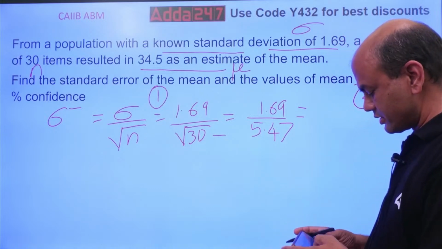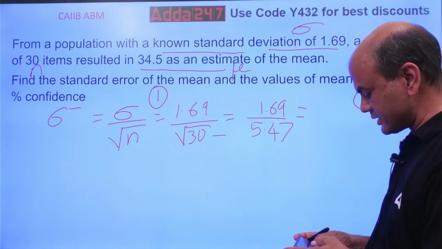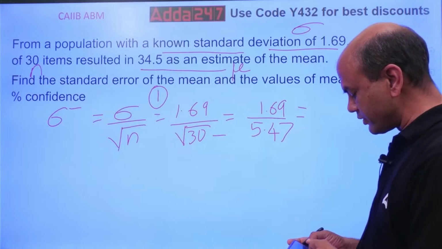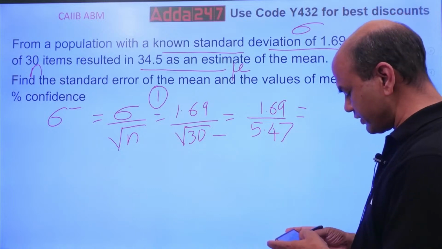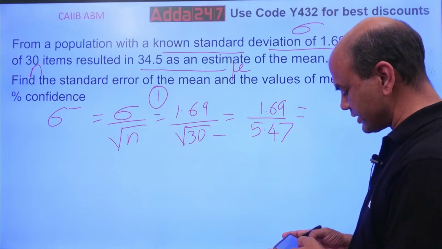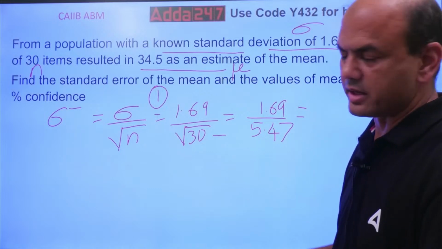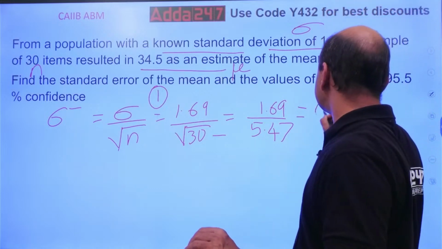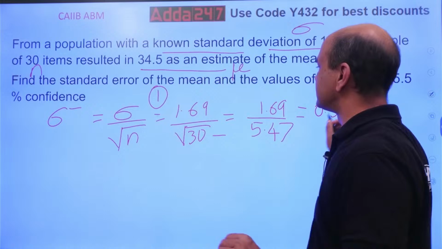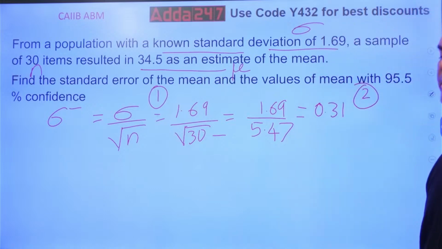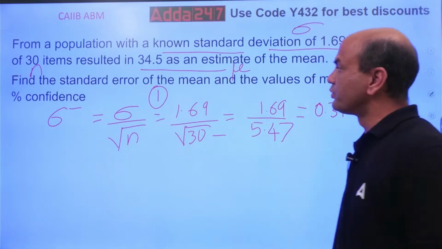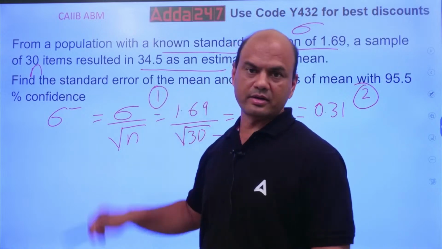1.69 divided by 5.47. So you get it as 0.308, or you can take it 0.31. This is your standard error, sigma upon root of n. So the first question, standard error, is solved.